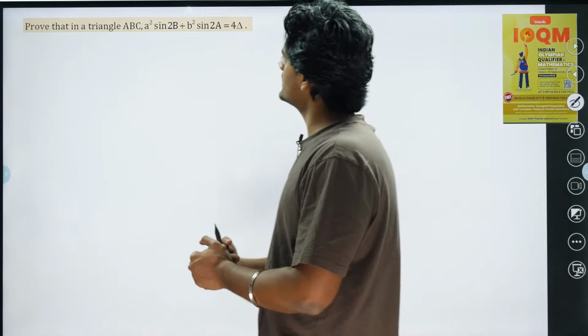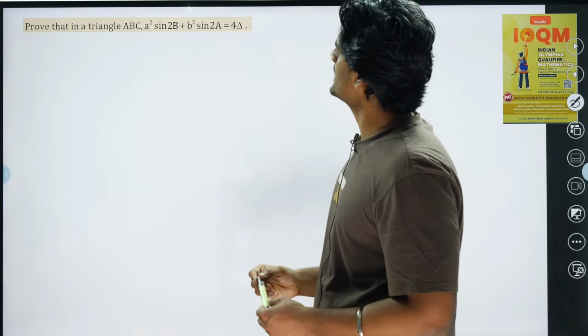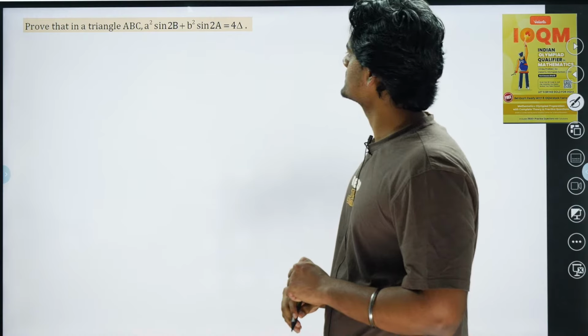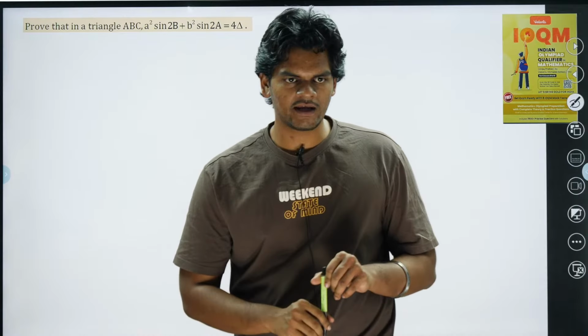Prove that in a triangle ABC, a square sine 2B plus b square sine 2A is equal to 4 times the area.